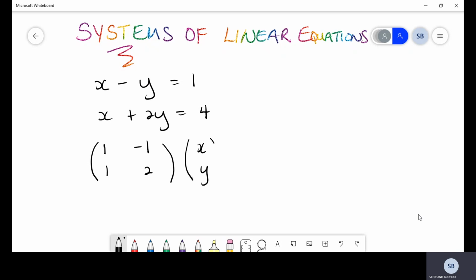We can do several things with these matrices. You can find the inverse of this matrix, and hence solve for values of x and y. If you want to recall how to find the inverse of a matrix, please see previous videos on finding the inverse of a 2 by 2 matrix.